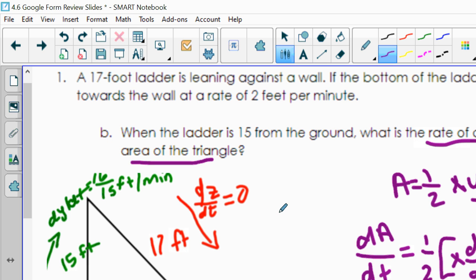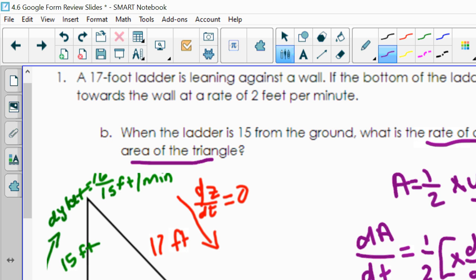So I get 1/2. I'm going to plug in my pieces that I know. We're still looking for dA/dt. So we're going to have our x is 8, dy/dt was 16/15, plus our y, which was 15, times negative 2, which was dx/dt. And at this point, you guys are allowed to use a calculator.